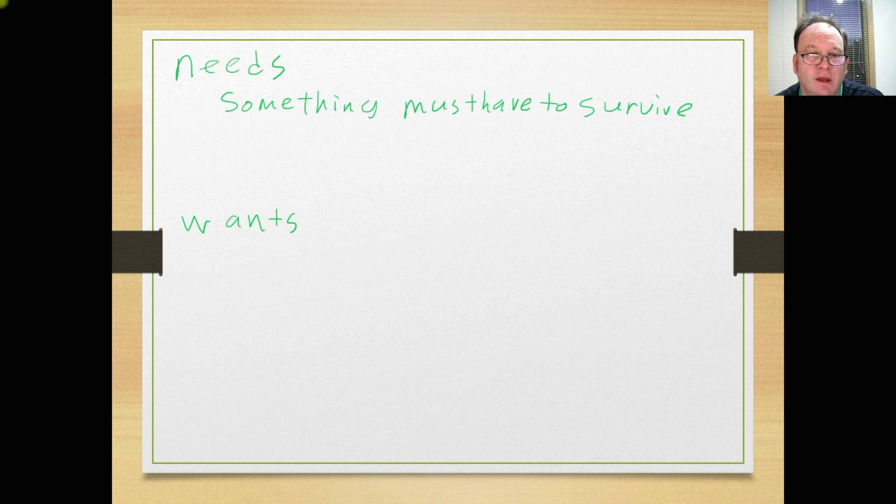Wants are things that make life better. That's an F. These are things that make life better. That cell phone fits into that want. It makes life better for her. All right, so this is the definition of needs. This is the definition of wants. Let's go ahead and talk about those a little bit. I'm going to erase that so it doesn't clutter up my slides here.